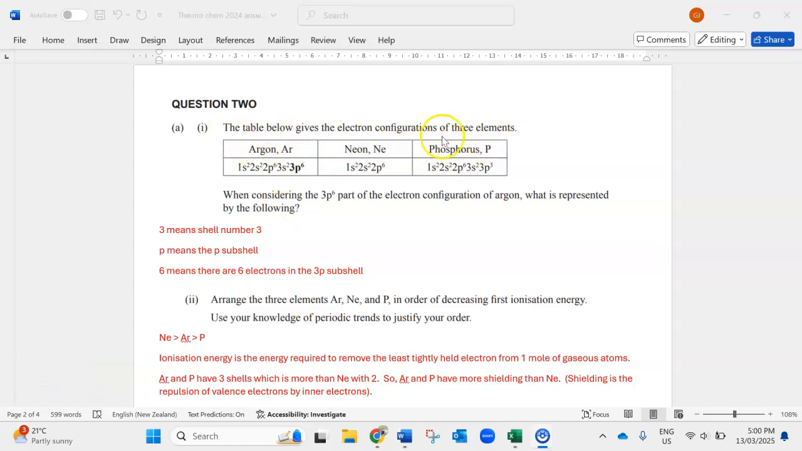The table below gives the electron configuration of 3 elements. There they are. What is represented? The 3 means shell or electron level number 3. The p means the p subshell. The 6 means there are 6 electrons in that 3p subshell.